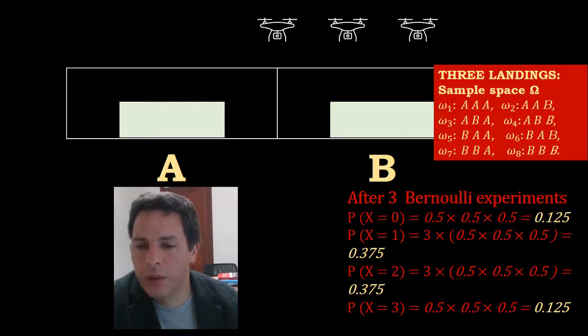Now, I was going to return to the previous slide, but I don't think we need it because the probability of x equals 2 means the probability of 2 landings in area A, and we can find this here. So omega 2 has 2 landings in A. And omega 3 has 2 landings in A. And omega 5 has 2 landings in A. So again, 3 outcomes belong to this event of 2 landings in area A.